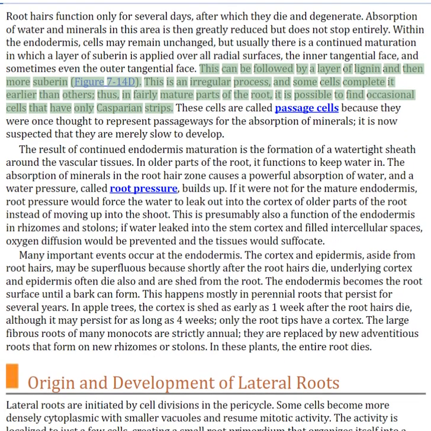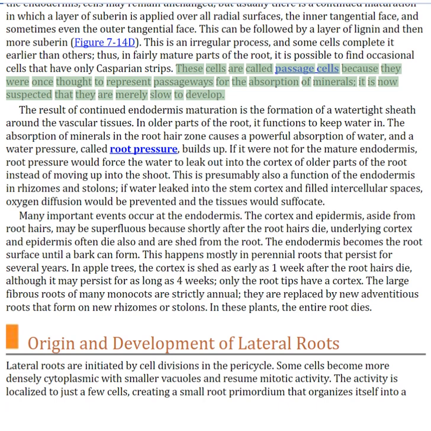This can be followed by a layer of lignin and then more suberin. This is an irregular process, and some cells complete it earlier than others. Thus, in fairly mature parts of the root, it is possible to find occasional cells that have only Casparian strips. These cells are called passage cells because they were once thought to represent passageways for the absorption of minerals. It is now suspected that they are merely slow to develop.